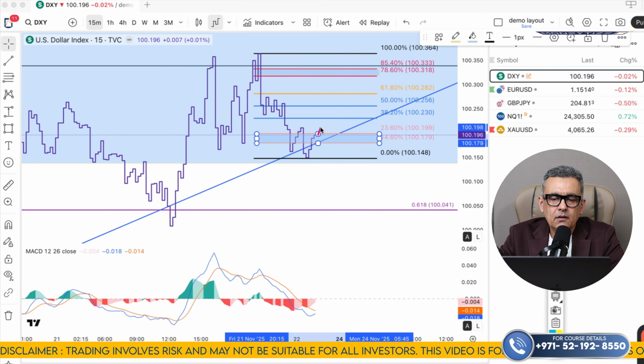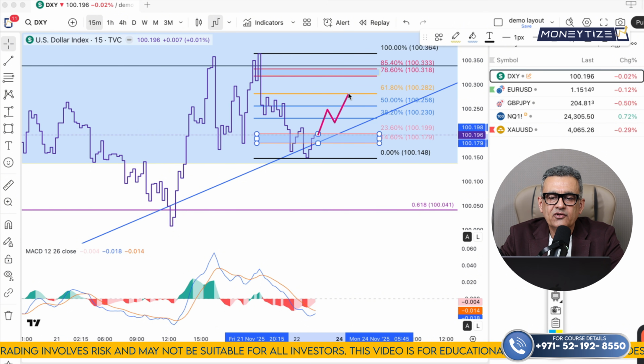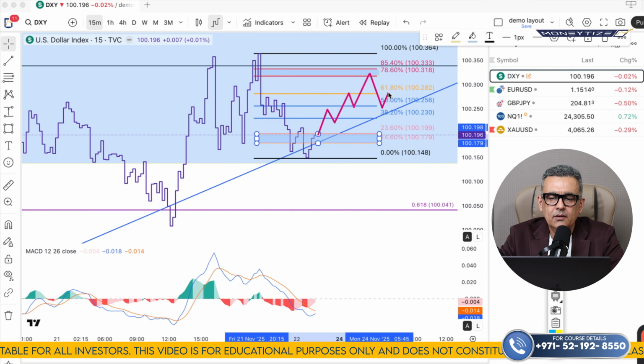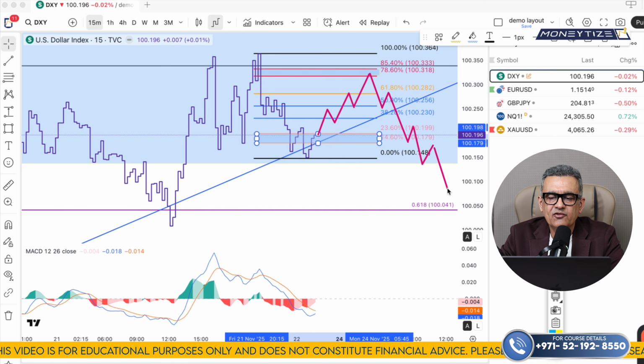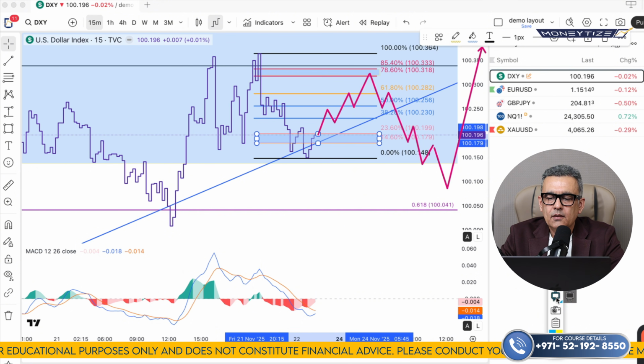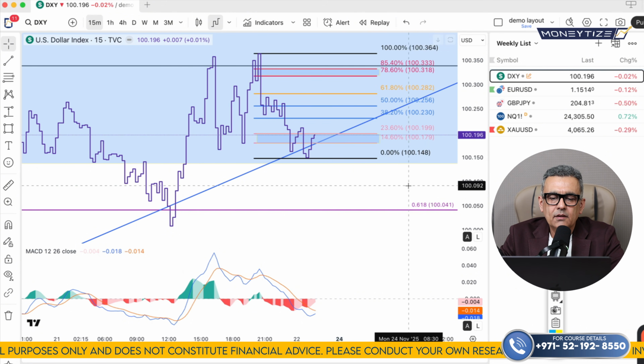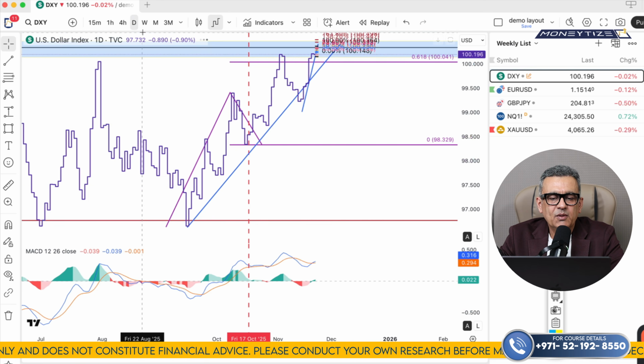So maybe in the coming week we see a rise towards 100.33, and in case 100.33 acts as a strong resistance, then we can expect a sharper drop here, but again a temporary drop towards the 4-hourly rising trend line and then continuation higher. So most likely, let me move back to daily chart.